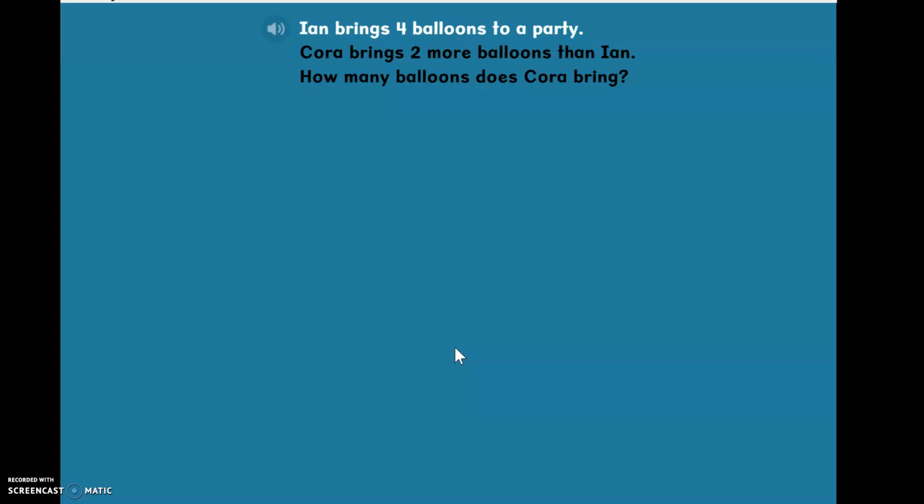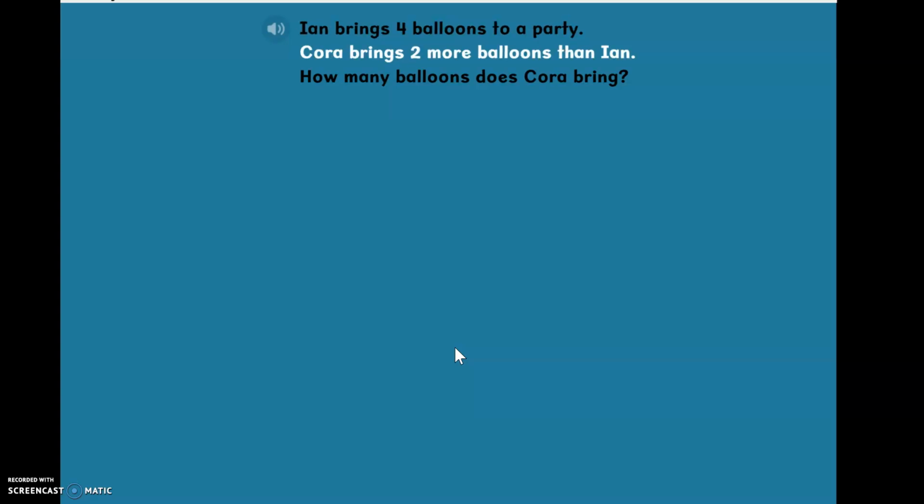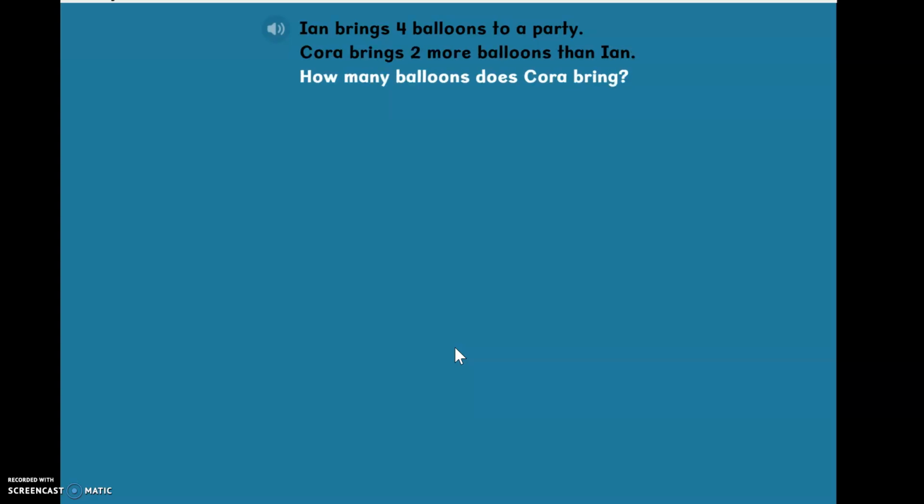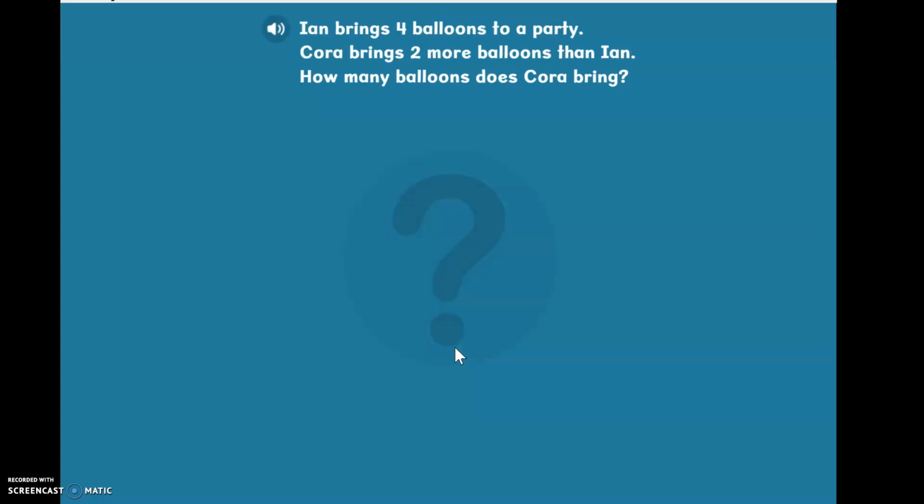Ian brings 4 balloons to a party. Cora brings 2 more balloons than Ian. All right, I'm not going to go over this one because I believe this is the quiz, and I don't want to go over the quiz with you. So you guys should be good to go.